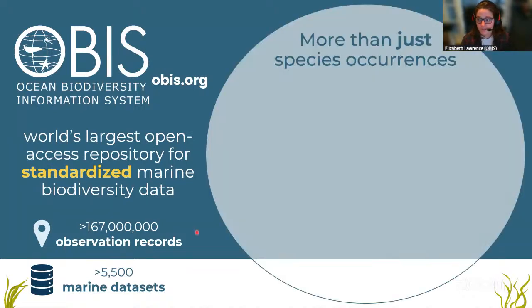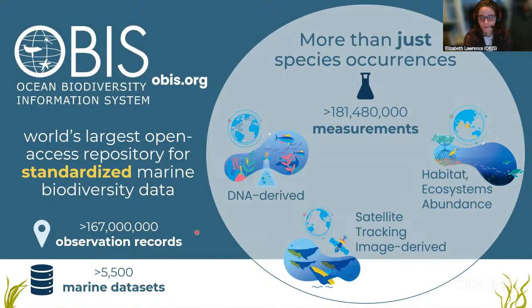But there is more than just species occurrences in OBIS. So there's over 181 million different types of measurements available in OBIS, and I'll show some of that a little bit later. There are measurements related to DNA-derived observations, like eDNA of macroalgae, seagrass. You're going to have habitat data, information on ecosystems, abundance, biomass, satellite-derived or tracking data, as well as measurements derived from imaging.